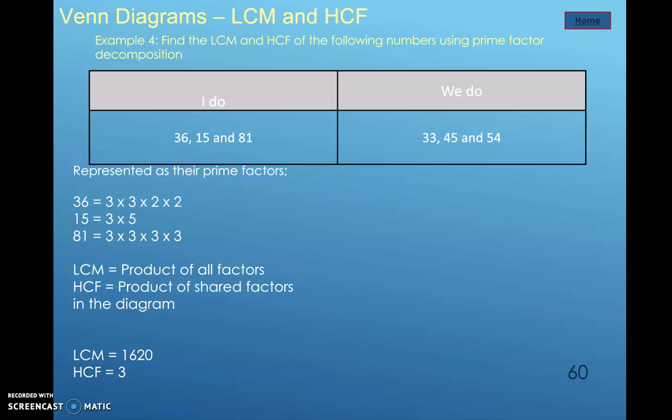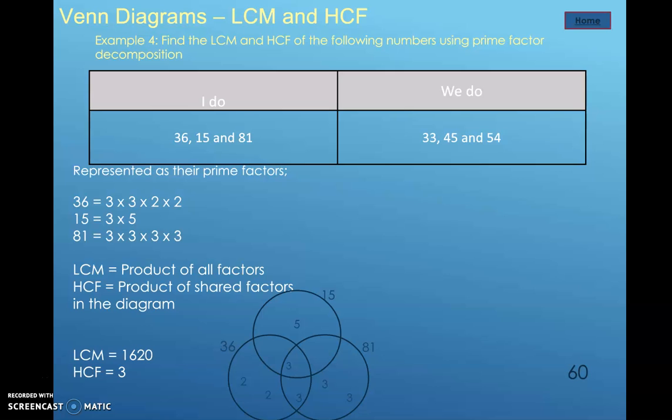So again, the I do, we are finding this time the highest common factor and the lowest common multiple. So I've represented 3 numbers as their prime factorizations. I've reminded myself how we calculate the lowest common multiple and how we calculate the highest common factor. And I have included my Venn diagram there. Now, as you notice, we have 3 numbers now, so therefore there are 3 rings. Again, you have to be very careful when crossing out your factors.